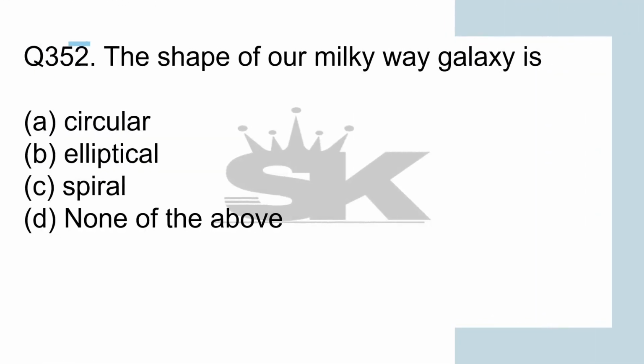Next question: the shape of our Milky Way galaxy is. The answer is spiral. The Milky Way consists of a bar-shaped core region surrounded by a warped disk of gas, dust, and stars. And the mass distribution within the Milky Way galaxy closely resembles the type SBc in the Hubble classification, which represents the spiral galaxies with relatively loosely wound arms.